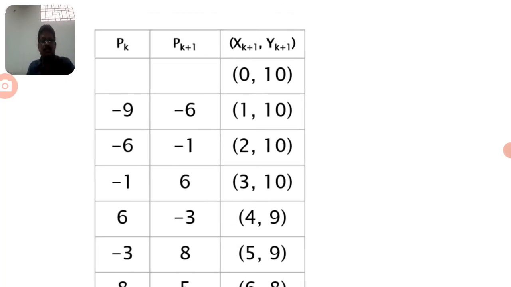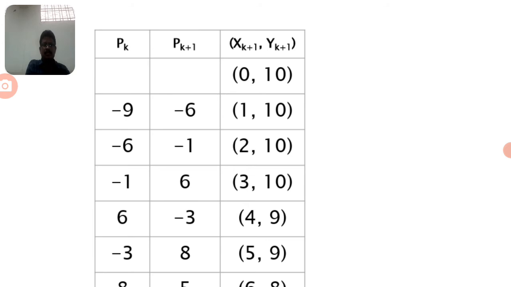The initial values are 0, 10, and the initial parameter is minus 9. Then we calculate the next decision parameter, which is minus 6. For this, we increment the value of x, and y stays the same, because the radius value is 10 and 0, 10 is the initial coordinate. The x value changes in case 1.